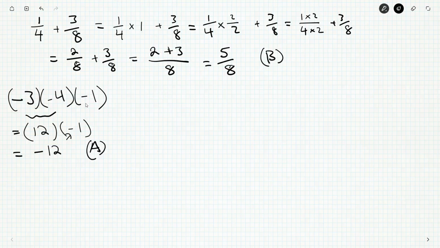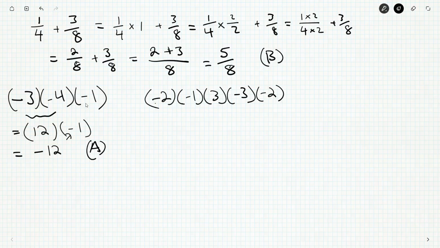Just like if we had something like, say, -2 times -1 times 3 times -3 times -2, I could say there's 1, 2, 3, 4, an even number of minus signs. So this is going to be a positive number, no minus sign required. 2 times 1 times 3 is 6, times 3 is 18, times 2 is 36. So it'll be positive 36. Had there been an extra minus sign, that would have been 5 minus signs, and we would have had a minus sign there.